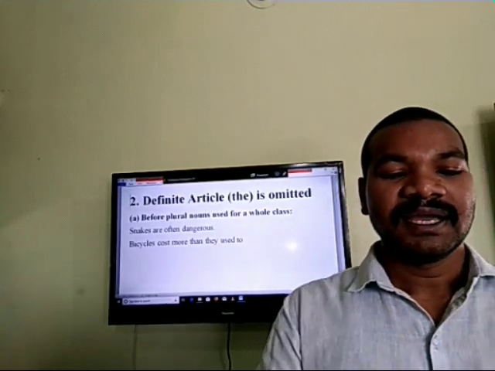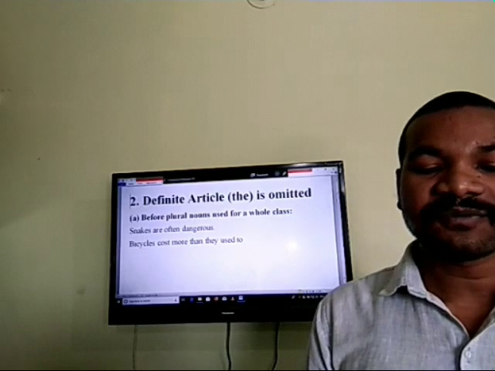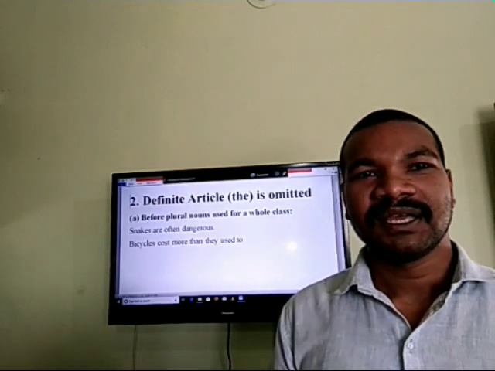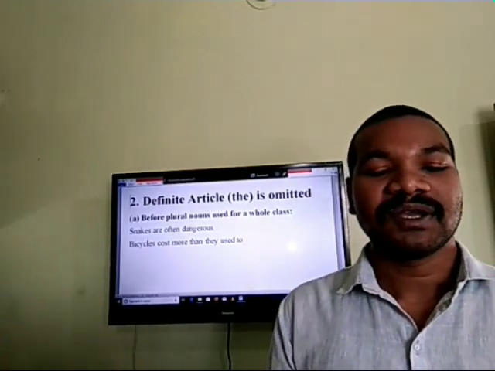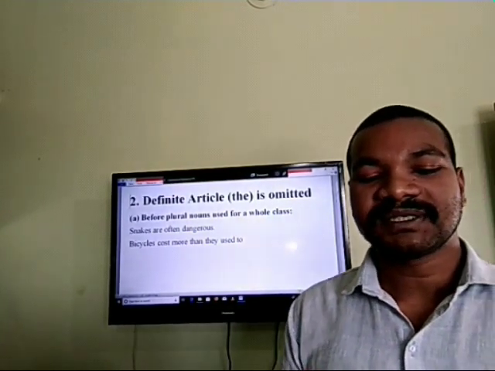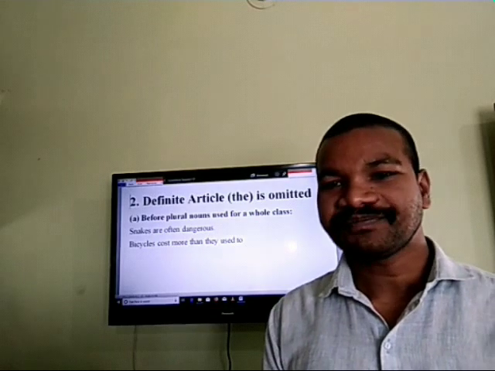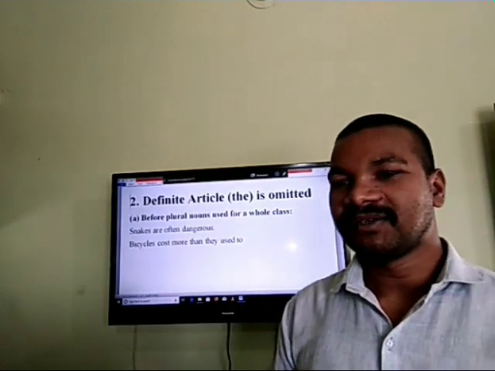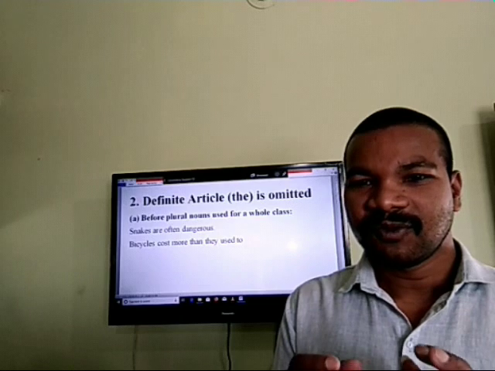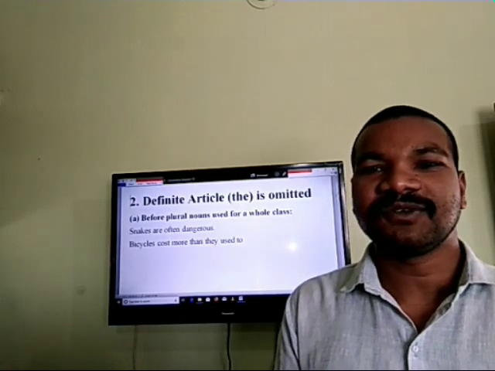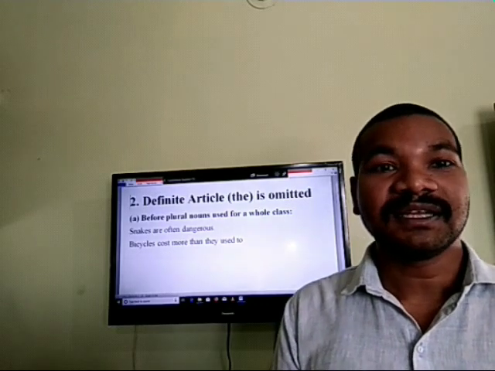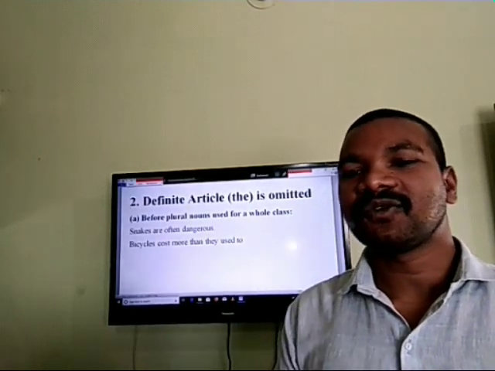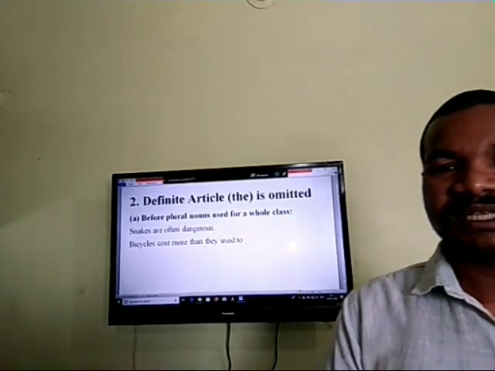The next one is in expressions for means of travel used generally. We don't have to say by the train. It's general means of travel, so by train, by bus, by railways. But when we are more specific, the definite article is required. When we want to be more precise or give emphasis, we have to use the definite article the. Such as, he traveled by the 8 o'clock train.